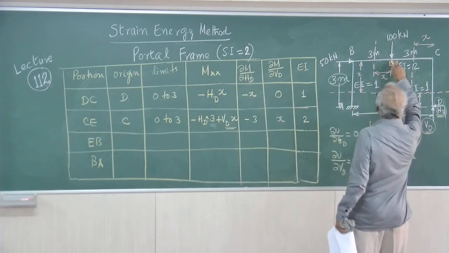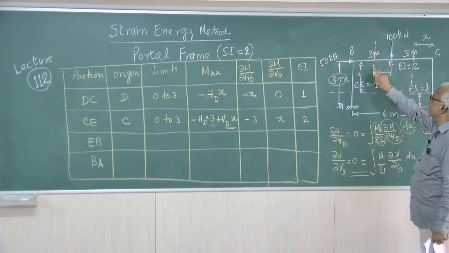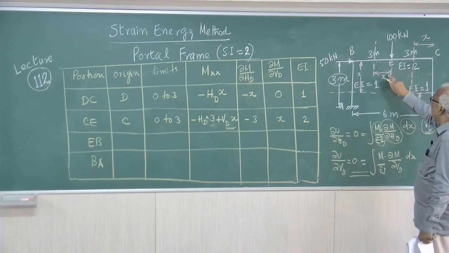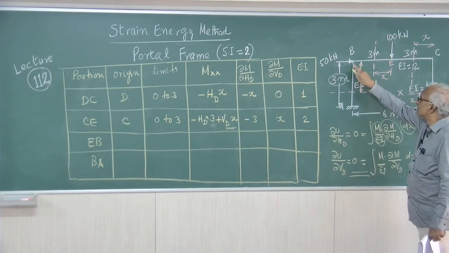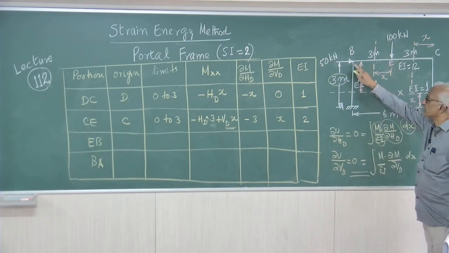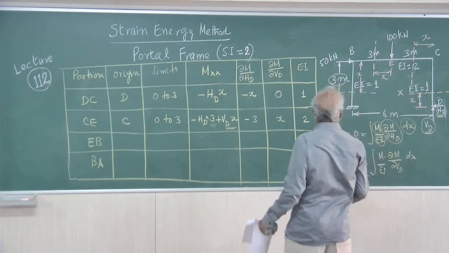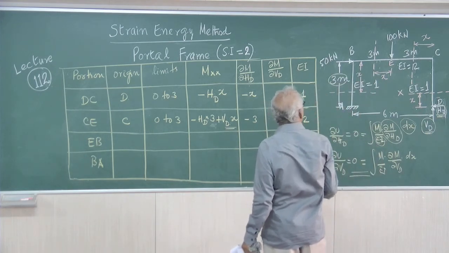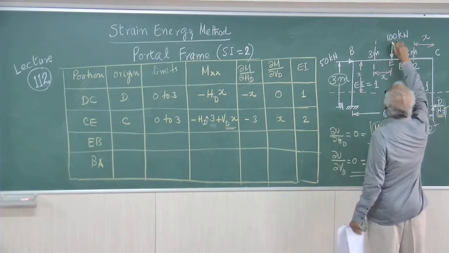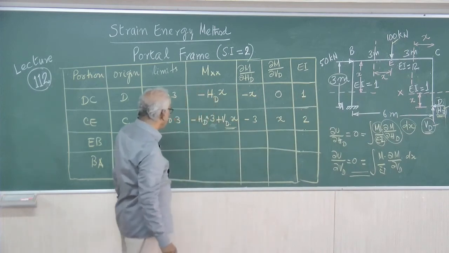Now, coming to EB, we can measure x from the point C or from the point E. When we measure x from the point C, the limits will be 3 to 6 meters. When we measure x from the point E, the limits will be 0 to 3 meters. For EB, there are 3 forces to the right of the section: HD, VD and also 100.